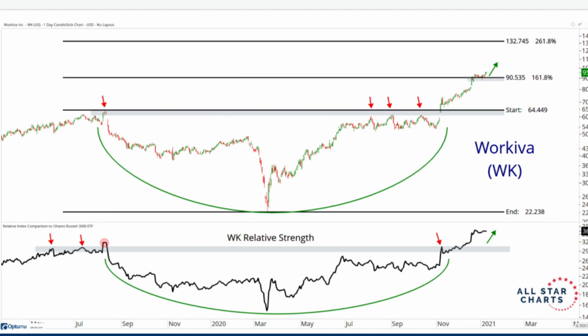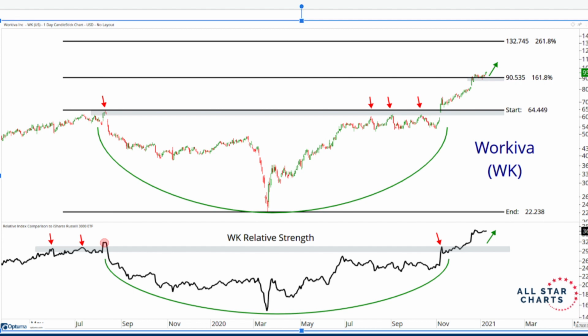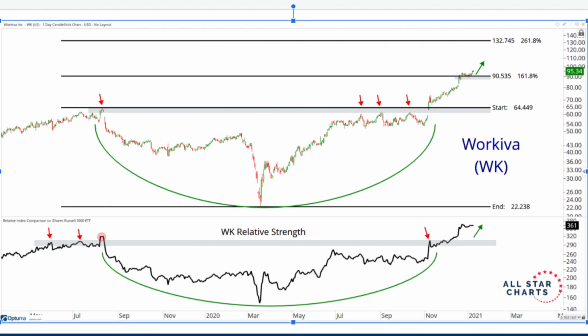This comes directly from the Under the Hood report. Here we're looking at Workiva, WK. Let me just move this over a little bit so you guys can get it. There you go. So this is WK. I like it long if it's above 90. I love this major base, as you can see here.